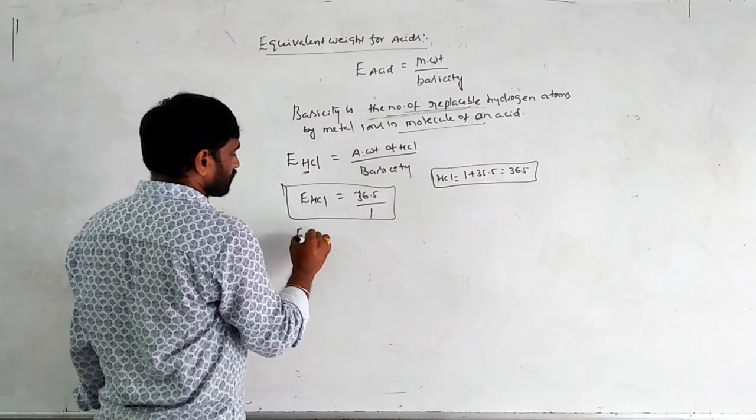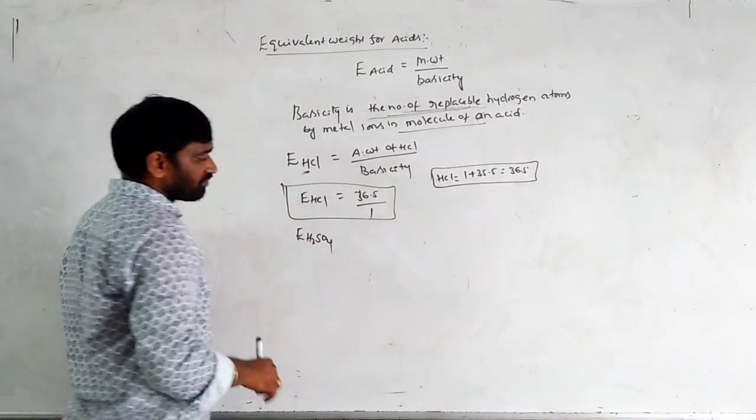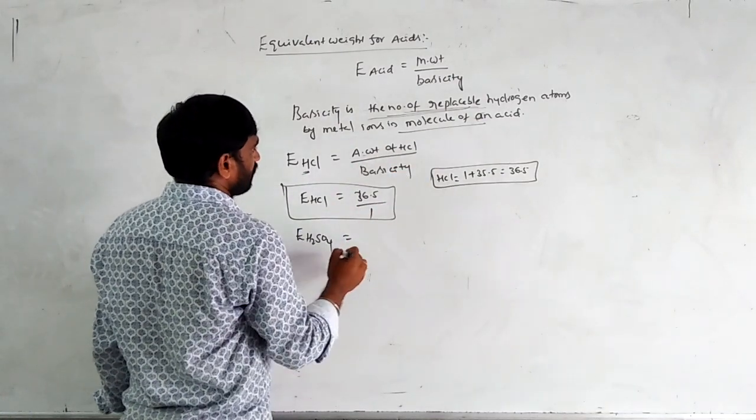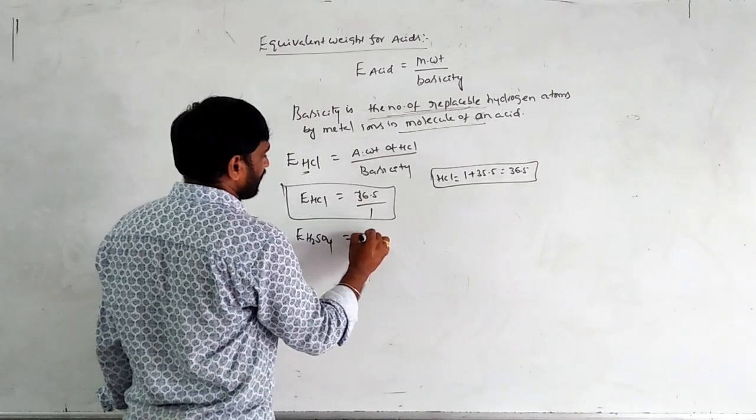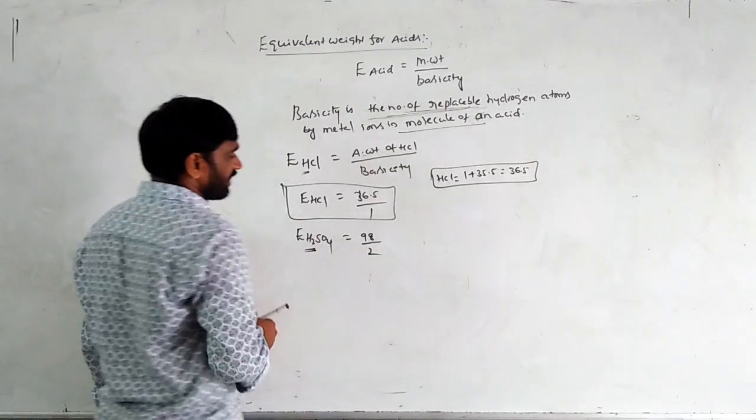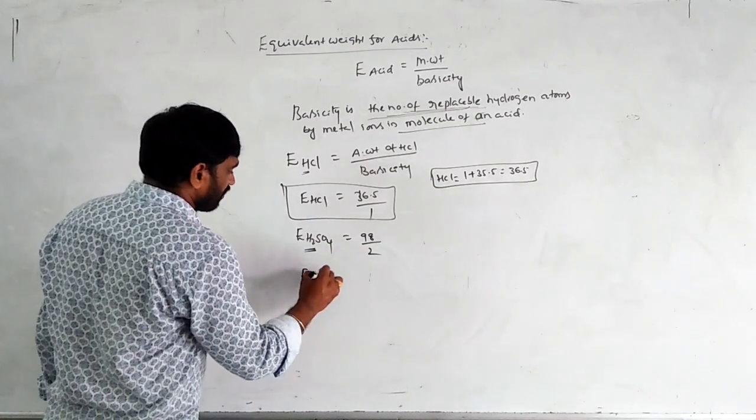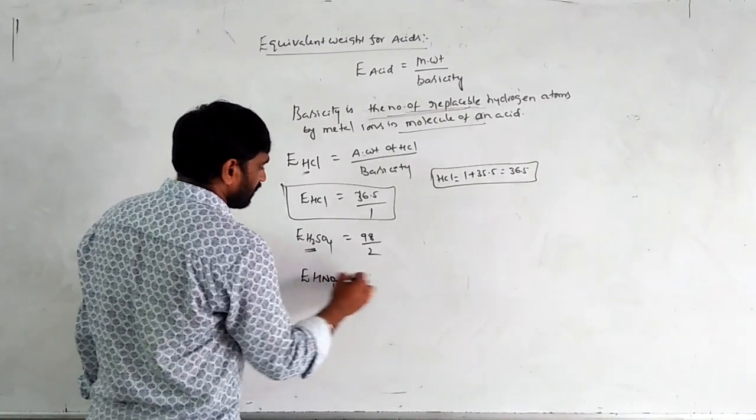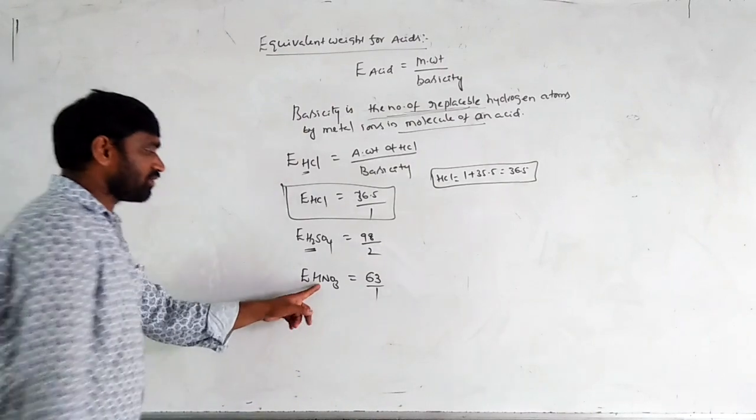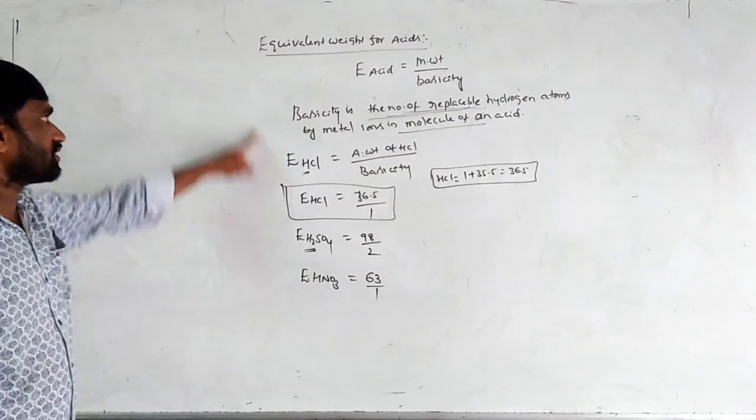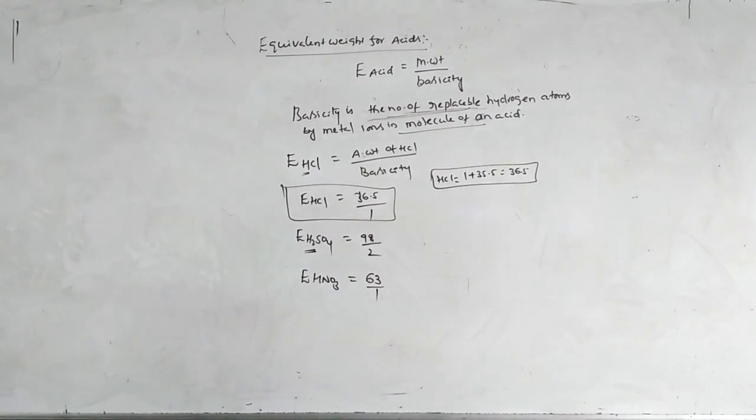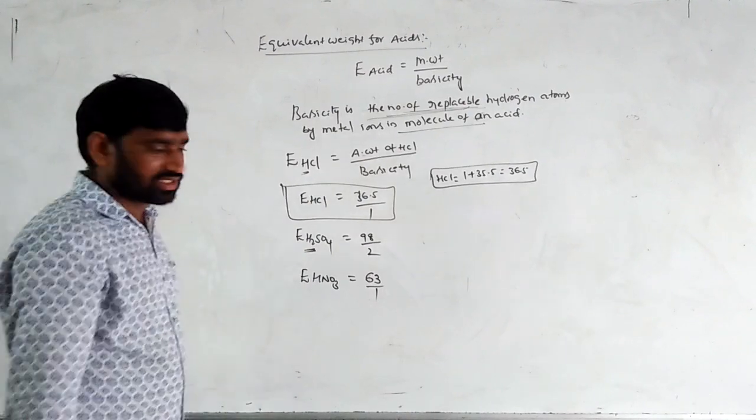So equivalent weight of H2SO4 equals molecular weight of H2SO4, 98, by number of replaceable hydrogen atoms 2, so 98 by 2. So equivalent weight of HNO3 equals molecular weight of HNO3, 63, by number of replaceable hydrogens 1. So this is equivalent weight for acids.